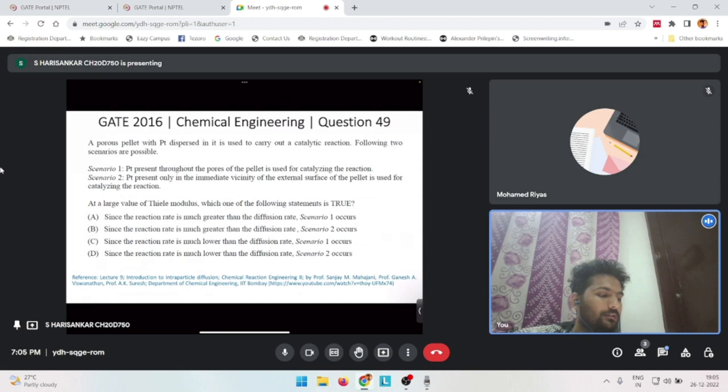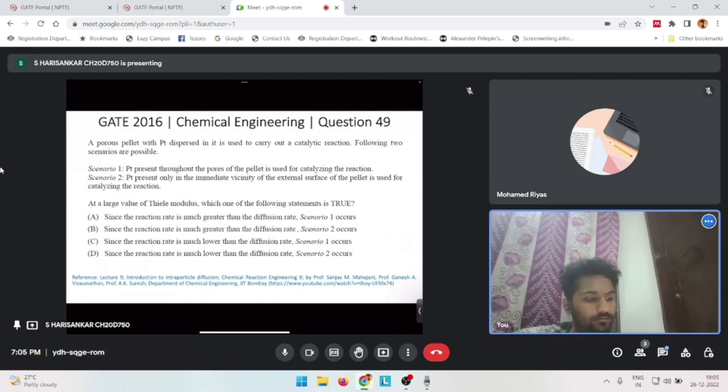So this is a question from Chemical Reaction Engineering 2 from the catalysis part, and the reference NPTEL series can be found in lecture 9, Introduction to Intraparticle Diffusion, Chemical Reaction Engineering 2 by Professor Sanjay M. Mahajani, Professor Ganesh A. Viswanathan and Professor A.K. Suresh from the Department of Chemical Engineering, IIT Bombay.